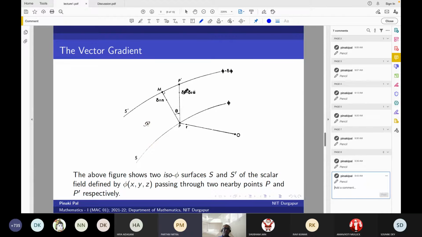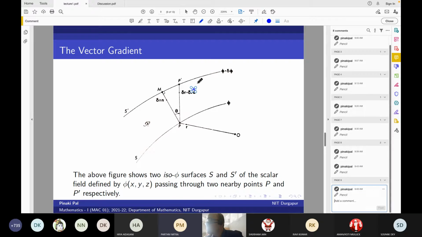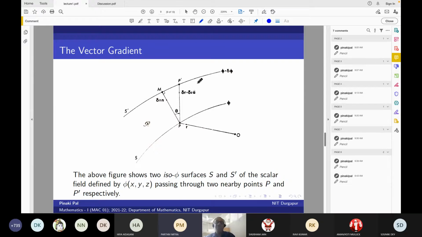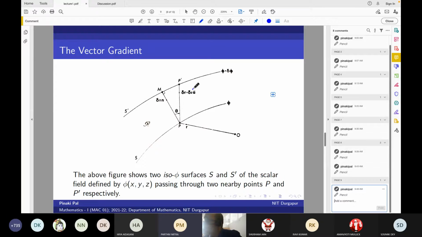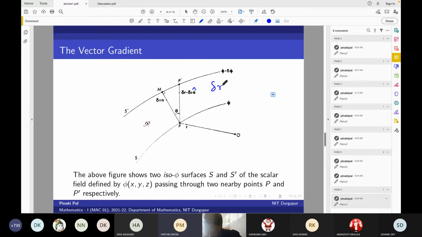So this PP dash vector is denoted by delta R vector. A cap is the unit vector in the direction PP dash. I always consistently use this cap symbol to denote the unit vector. Delta S is the magnitude of delta R, so delta R vector is equal to delta S A cap. These are all small quantities, therefore this delta symbol is used.